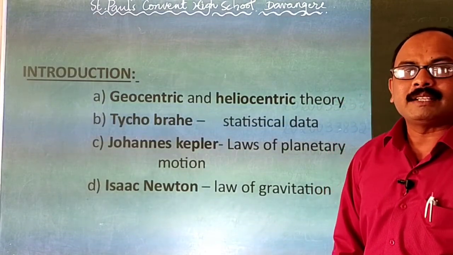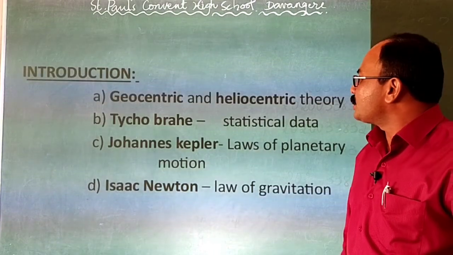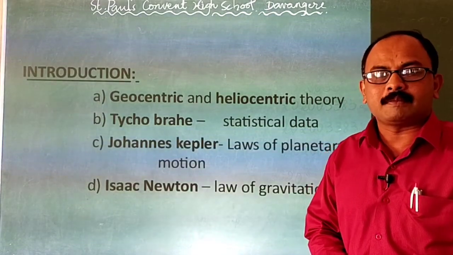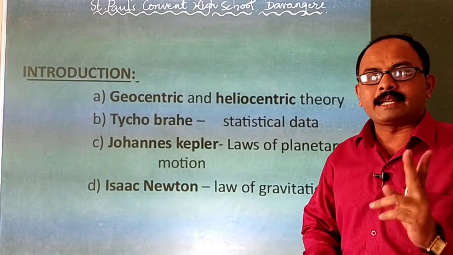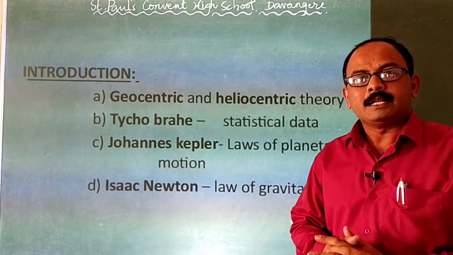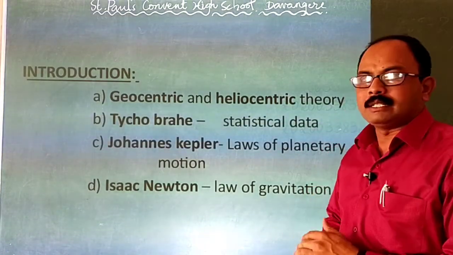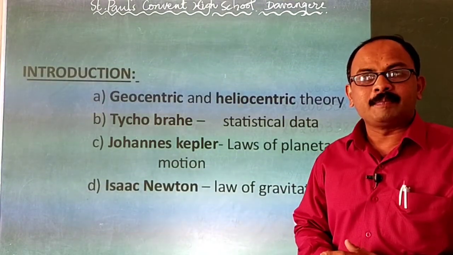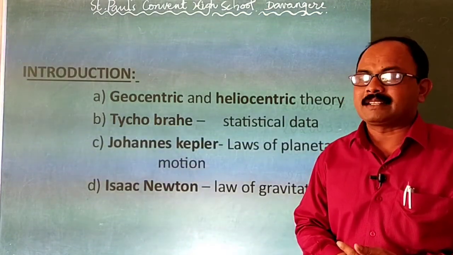The introductory part I have taken from your 8th standard lesson, children. Geocentric theory and heliocentric theory. These are the two theories known to you, children. Geocentric theory was proposed by Ptolemy in the 2nd century AD. According to this theory, Earth is the center. All the planets, including the Sun, move around the Earth. It was proposed in the 2nd century and was followed till the 16th century. See how many centuries people believed what was said.